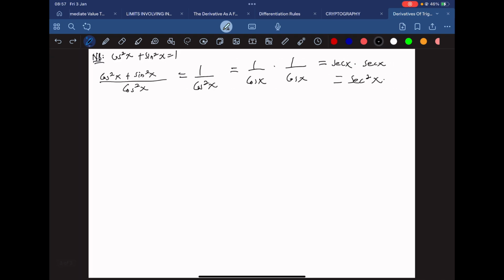Now, let's move on. Let's use these properties to then solve some questions. So let's consider this first example. We have to find the derivatives of the following.